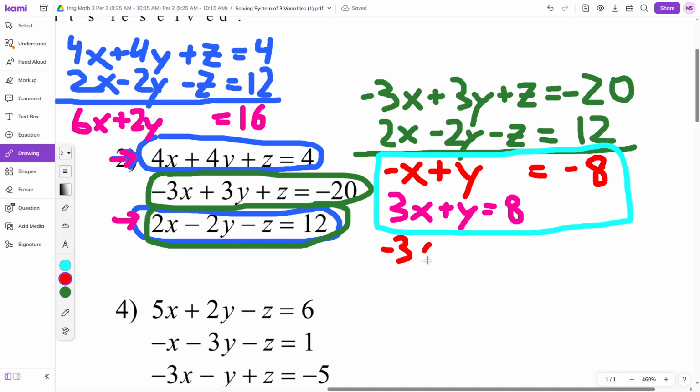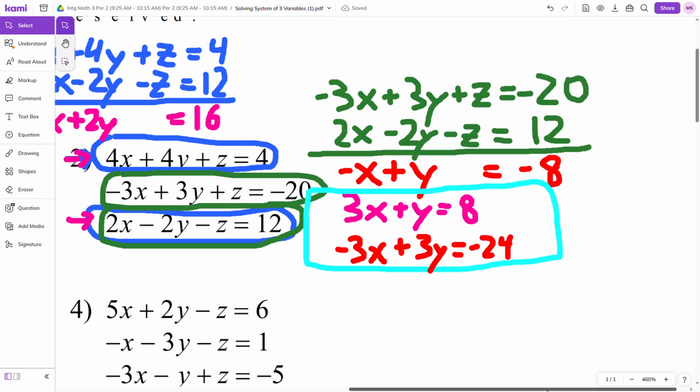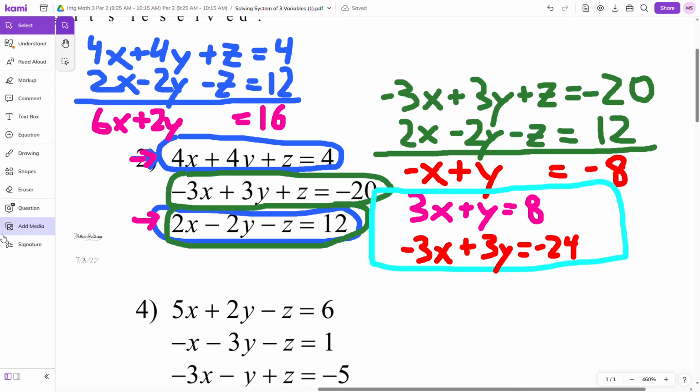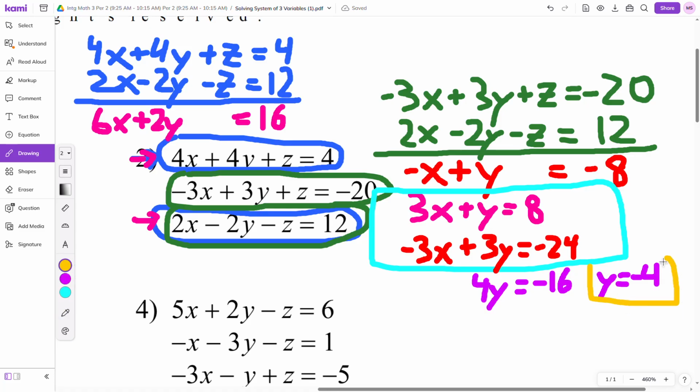So minus 3x plus 3y equals -24. And now I'm going to take these two here and add them together and see what I get. I'm going to get 0 plus 4y equals -16. Divide both sides by 4, and I get y equals -4, which is great, because that means I have one of the 3 answers.